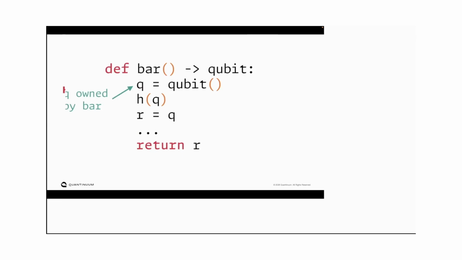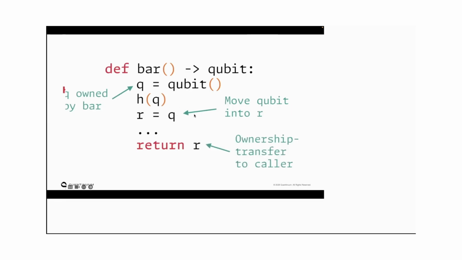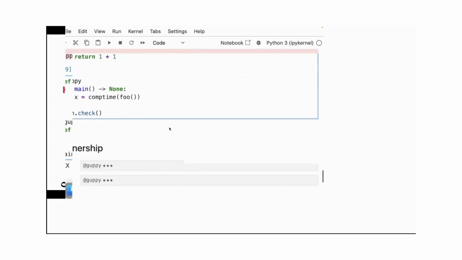We can apply gates to it. We can also move the qubit into different variables, but then I can't use the original qubit anymore. Then we can also return it, which transfers the ownership to whoever calls bar. Then let's see how this plays out in practice.